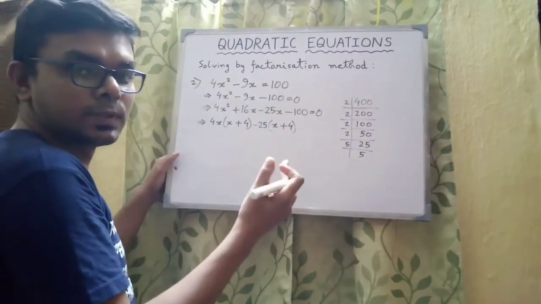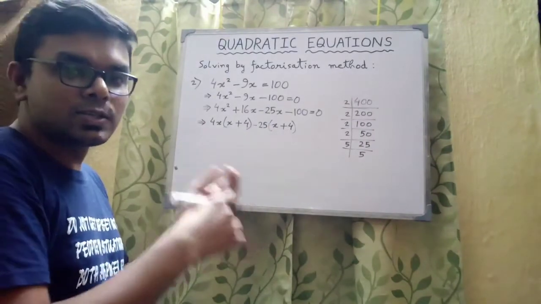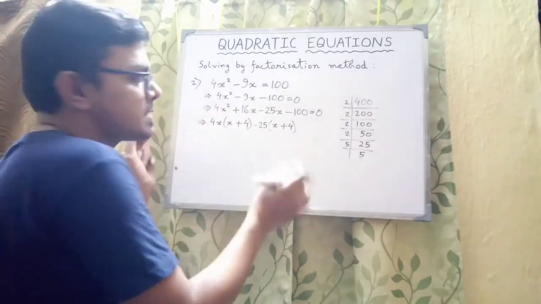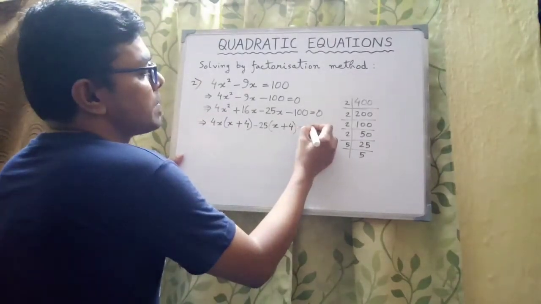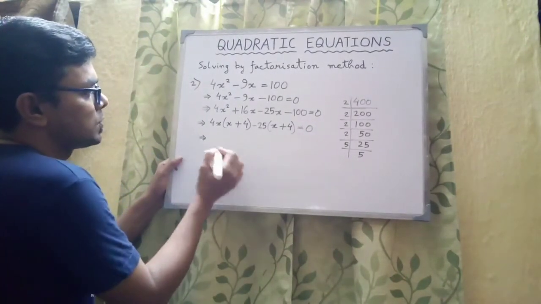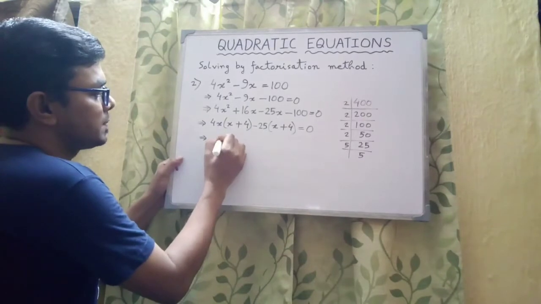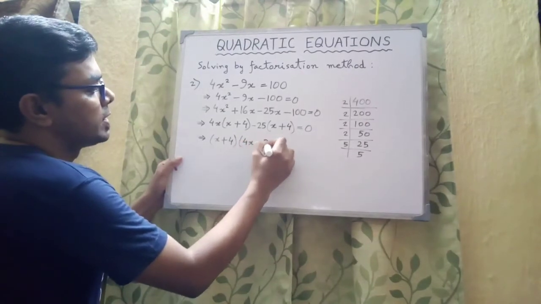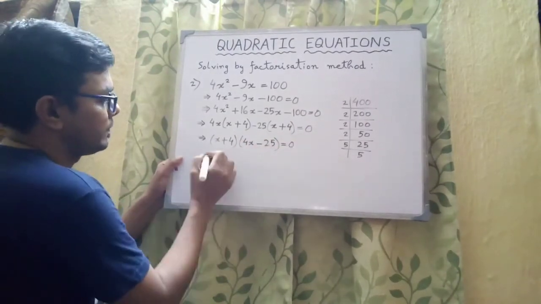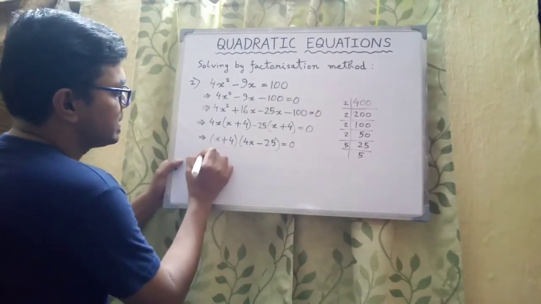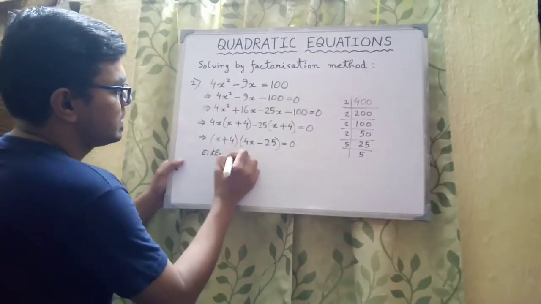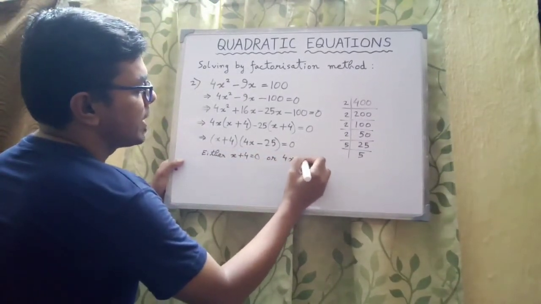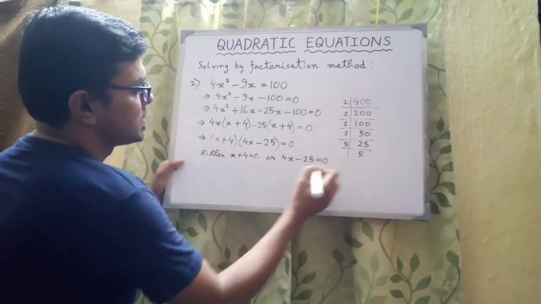You must be pretty good with algebra, distributive law, addition, subtraction, multiplication, division of algebraic expressions, so that you can do this kind of simplification in a very easy and efficient manner. So we are left with a common factor, that is x plus 4, and we are also getting 4x minus 25 over here, that equals 0. So we write again either x plus 4 equals 0 or 4x minus 25 equals 0.